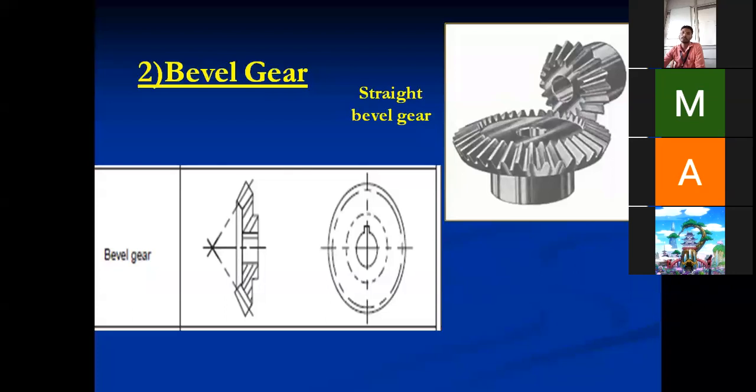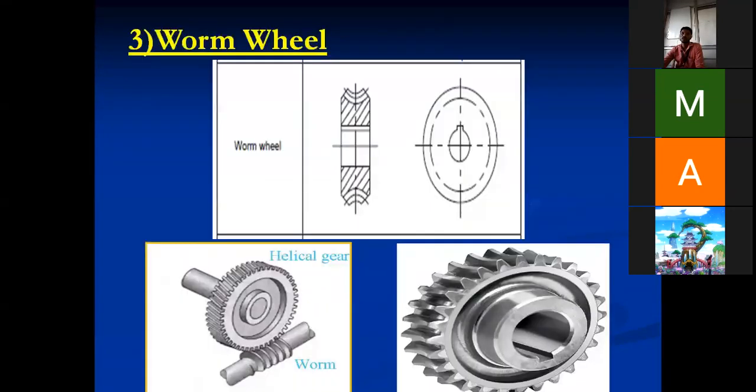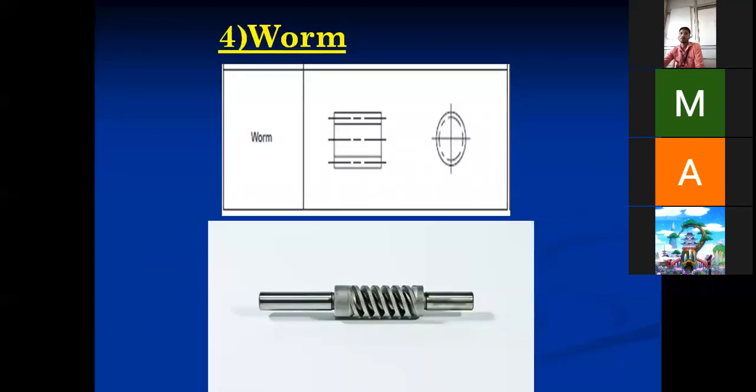Is hub present in bevel gear? Can you see the hub in bevel gear? Yes, sir. Okay, it is there in bevel gear also. In case of worm wheel or worm gear, is it there? Yes, sir, here also it is present. And what about this worm? Is it present in worm? No, it is not present.